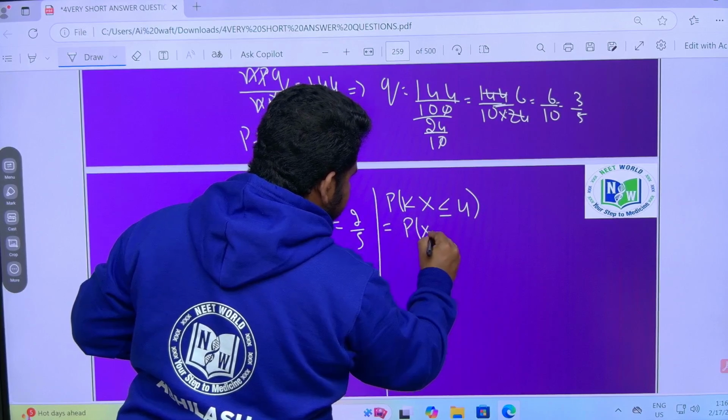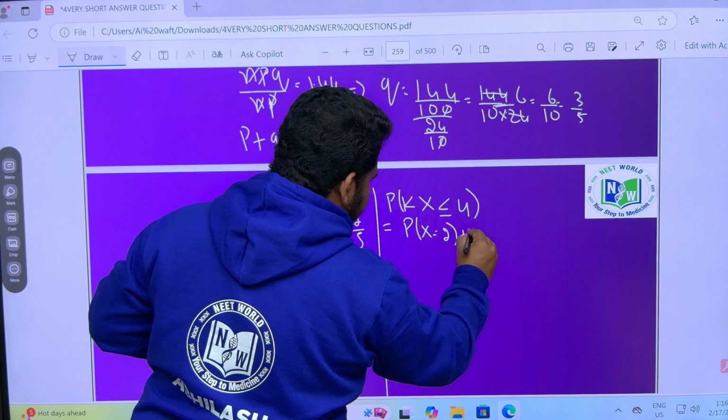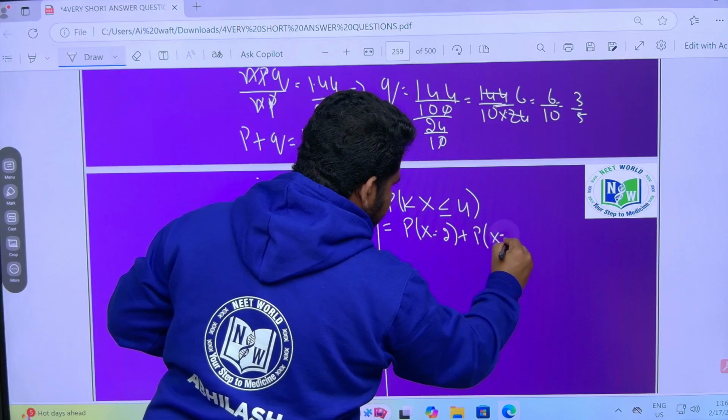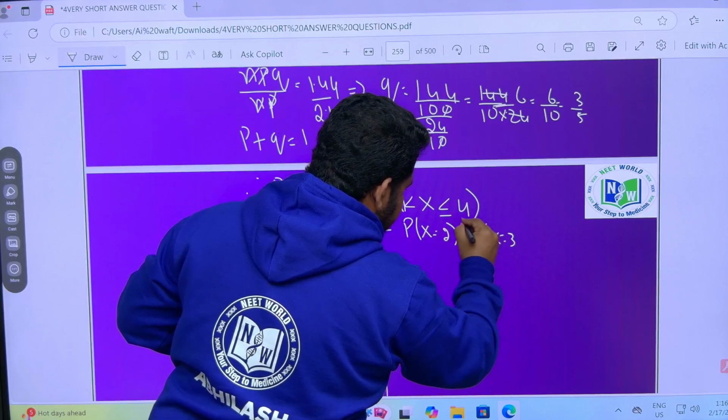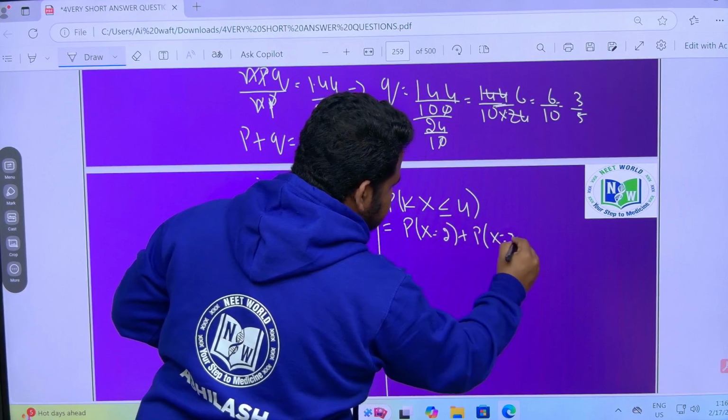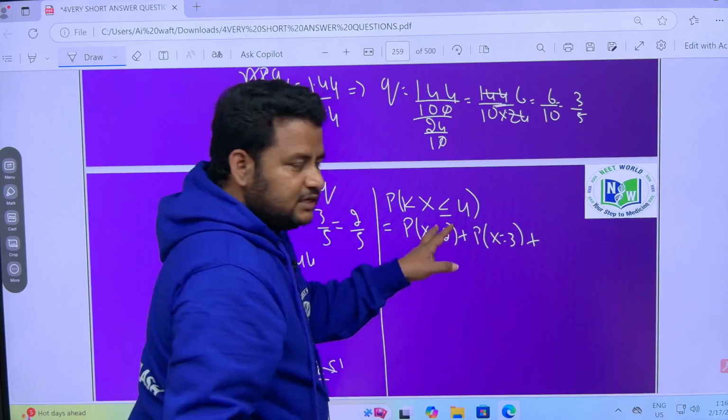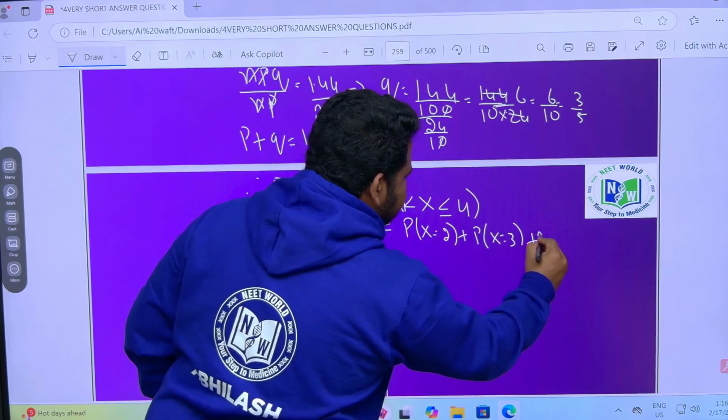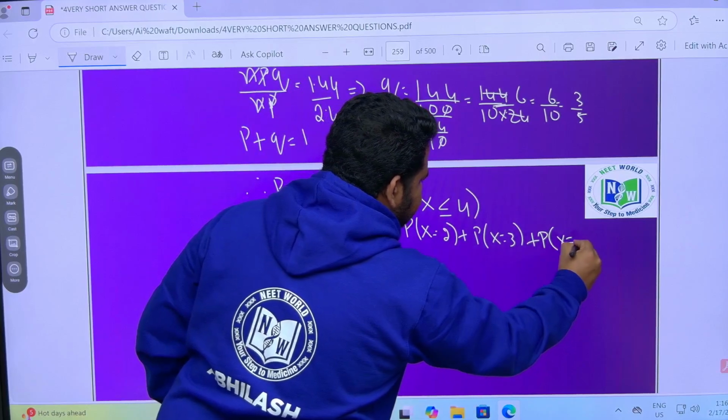x greater than 1 means P of x equal to 2 plus P of x equal to 3 plus, and since less than or equal to is there, that means we have to find P of x equal to 4 also, P of x equal to 4.